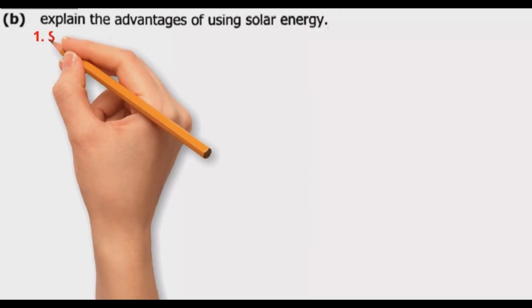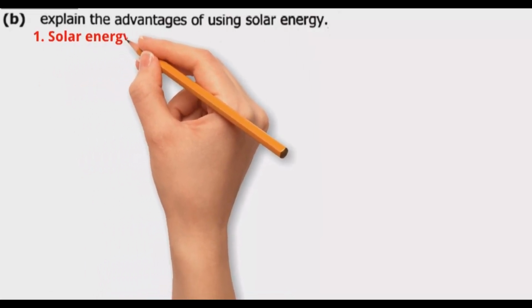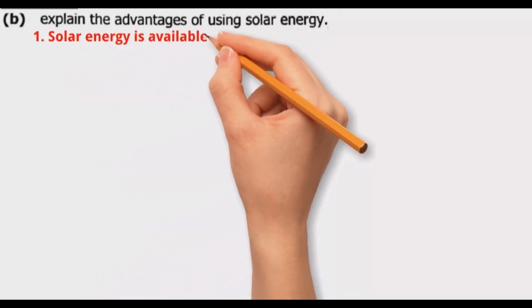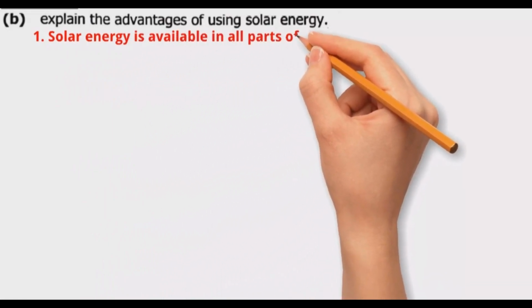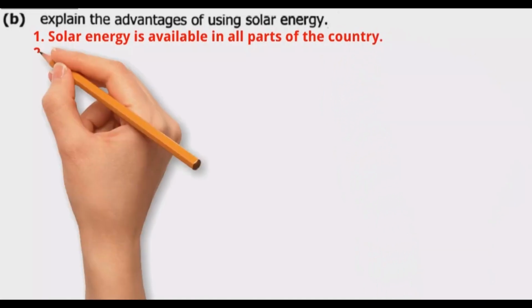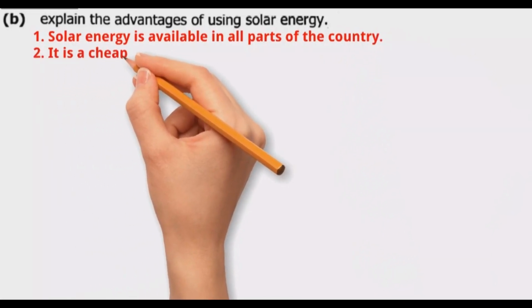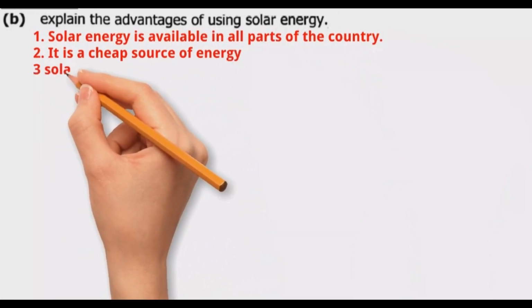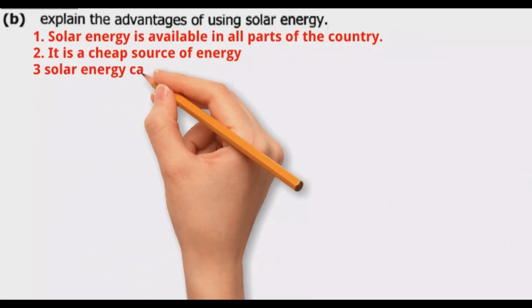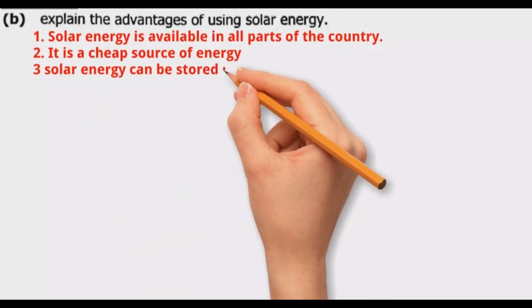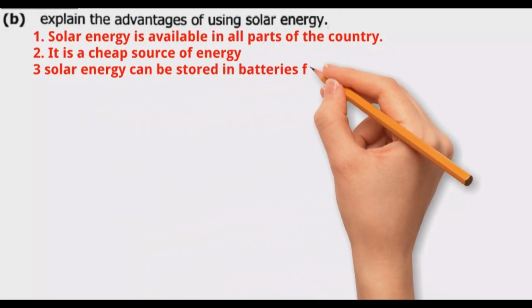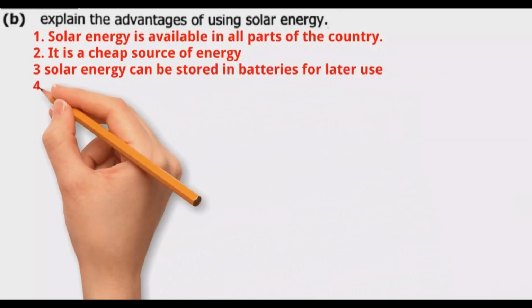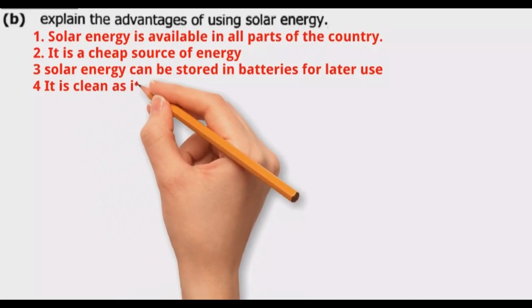So the first one is solar energy is available in all parts of the country. Okay. The second point is it is cheap source of energy. Okay. The third part is solar energy can be stored in batteries for later use. The fourth point is it is clean as it does not pollute the environment.